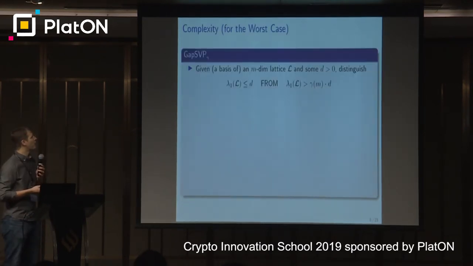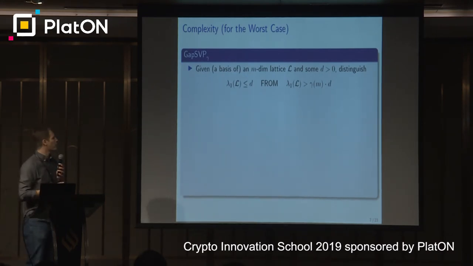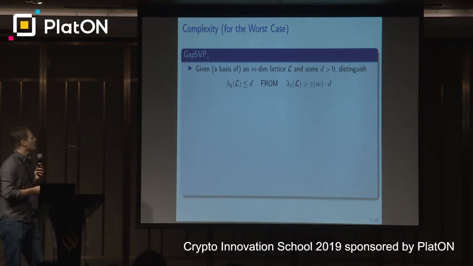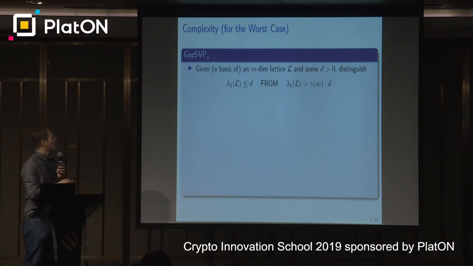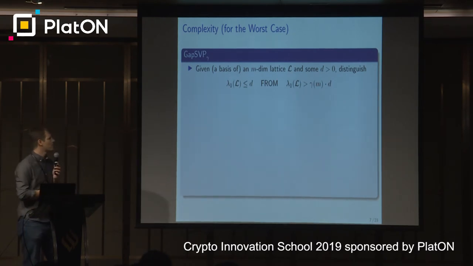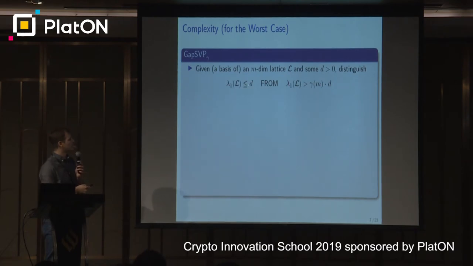So let's look a little bit closer at the hardness, or the complexity, of one of the most central problems in lattices. This is what's called the gap shortest vector problem with an approximation factor of gamma. The formal definition of this problem is that we are given an m-dimensional lattice, or a basis of such a lattice, as input, and we are also given a positive number d. What we want to do is determine whether the minimum distance of the lattice is at most d, or is much larger, greater than gamma times d. And this gamma may be a function of the dimension. If the lattice's minimum distance is between d and gamma times d, then either answer is correct.